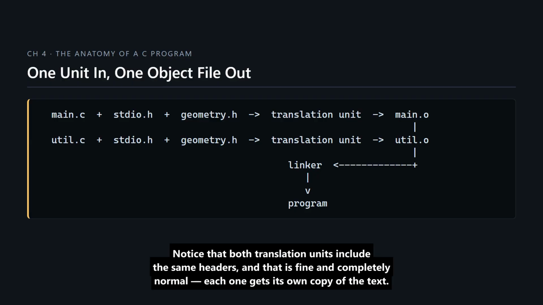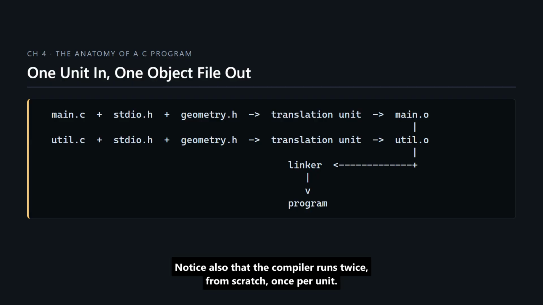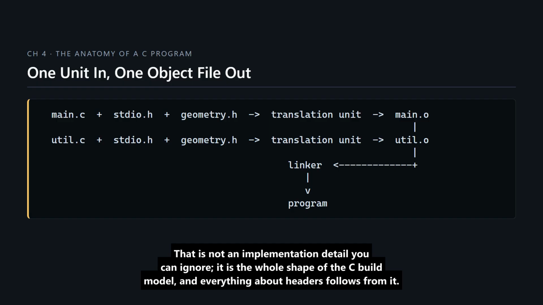Notice that both translation units include the same headers, and that is fine and completely normal. Each one gets its own copy of the text. Notice also that the compiler runs twice, from scratch, once per unit. There is no shared state between those two runs. That is not an implementation detail you can ignore. It is the whole shape of the C build model, and everything about headers follows from it.